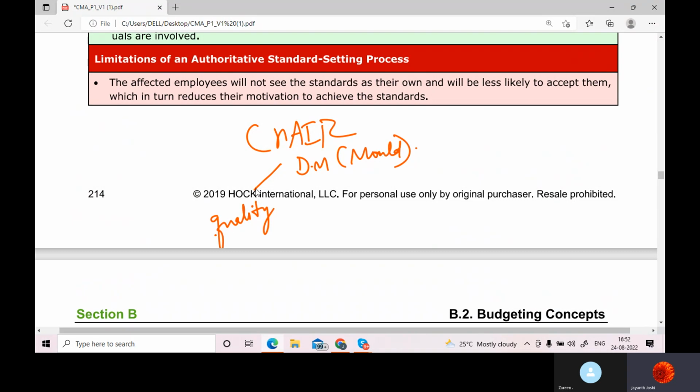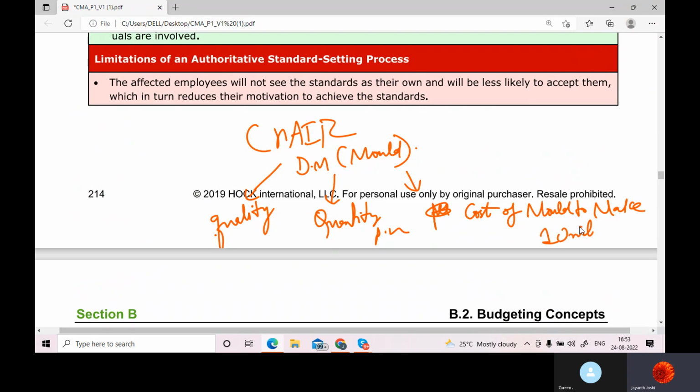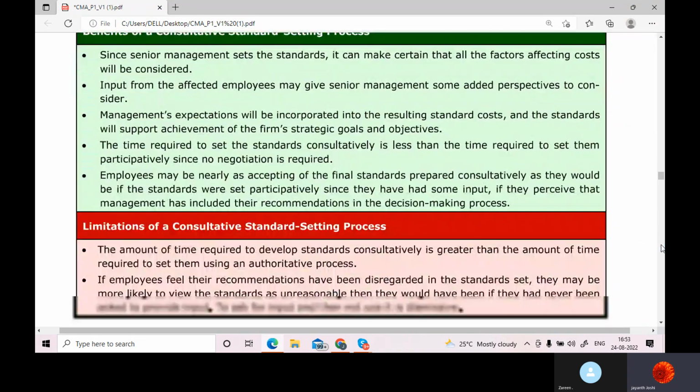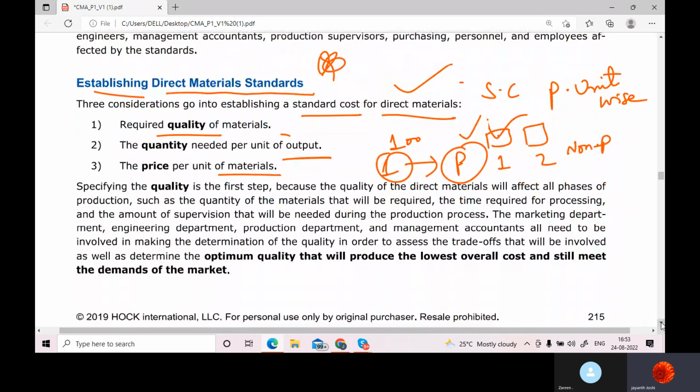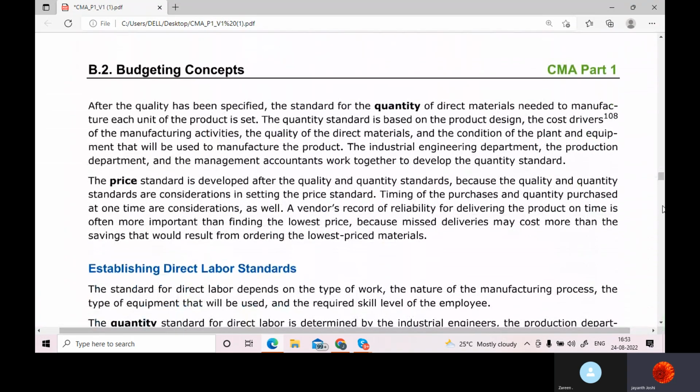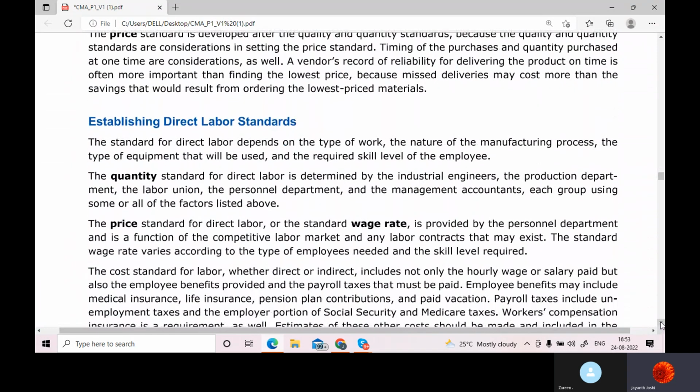That mold is nothing but some plastic raw material. So first I'll see the quality, then I'll see the quantity per unit, then I'll see the per unit cost, or the cost of the mold to make one unit of chair. That can give me a quote, or the cost for 100 chairs or 1000 chairs, whatever I make. Correct? So these are the three things we have discussed.